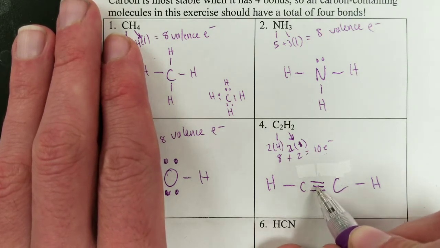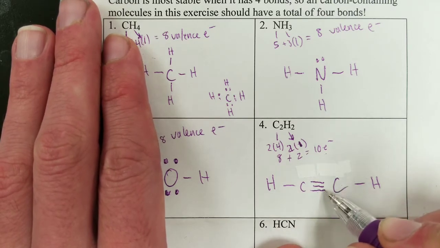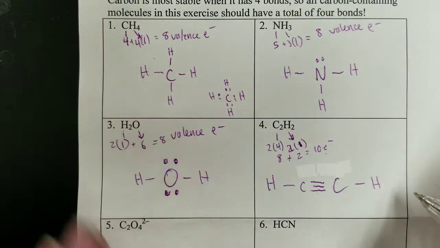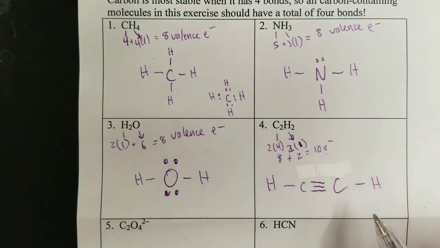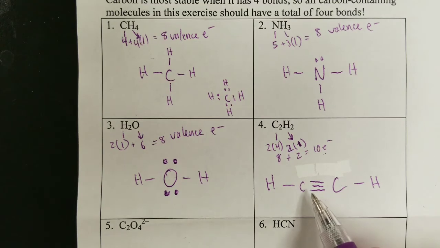Look, 2, 4, 6, 8. This carbon has an octet. This carbon has 2, 4, 6, and 8. It also has an octet. This is how we deal with those situations when the electrons given are not enough to go around. You try a double bond, and if the double bond doesn't work, you try a triple bond.